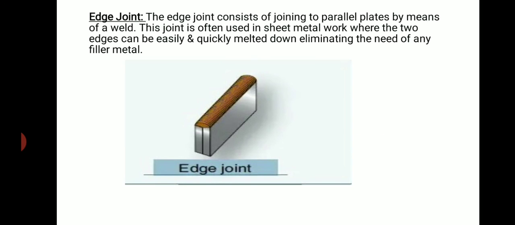Next is our edge joint. The edge joint consists of joining two parallel plates by means of weld. So when we are joining two parallel plates by means of welding, they form an edge joint. This joint is often used in sheet metal work where the two edges can easily and quickly be melted down, eliminating the need of any filler materials. So this ends our welded joints.